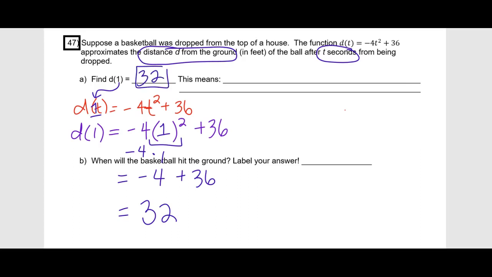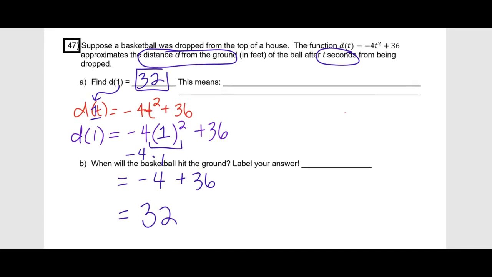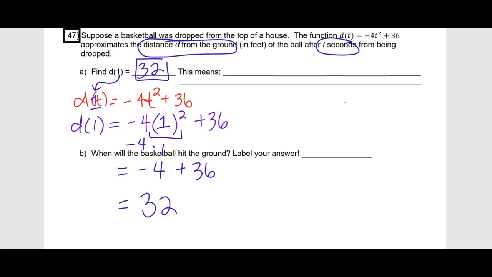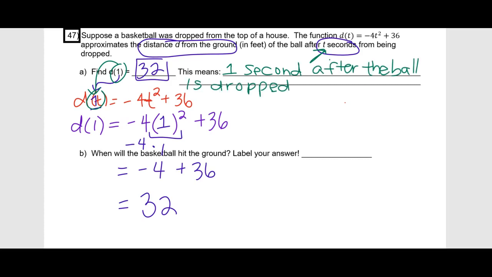Okay, then we are asked to explain what this means. So since we plugged in the number 1 for t, and we are told that t is the seconds here, we know that the 1 went in for t, so t, the time, is 1 second. So we would put 1 second after the ball is dropped.